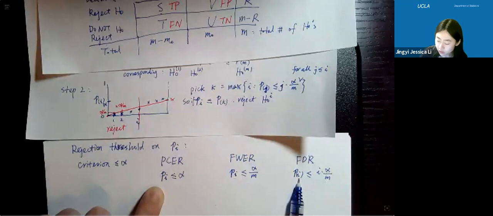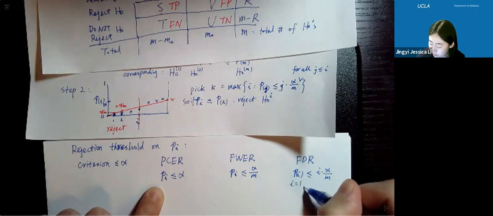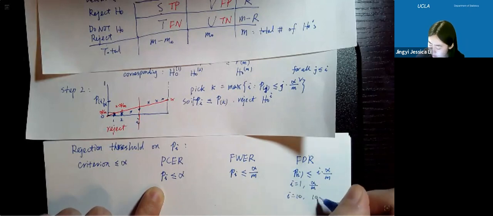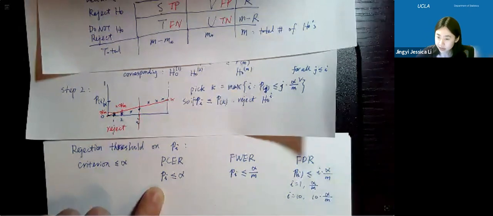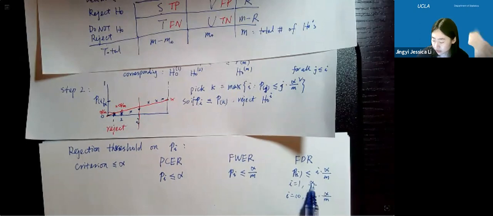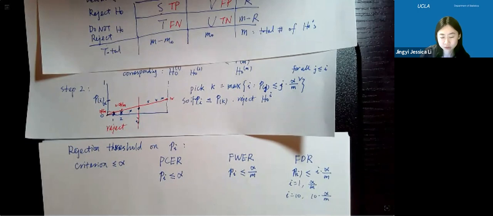So for example, for the first one, for i equals 1, the threshold is just alpha over m. But for i, let's say, equals 10, then the threshold is 10 times alpha over m. So it's getting bigger and bigger. So it's possible that we can make more rejections, not just comparing to the threshold of the smallest one, right? But for the FWER, family-wise error rate, we're comparing every p-value to the most stringent threshold. So it's very unlikely that we'll have a lot of rejections.